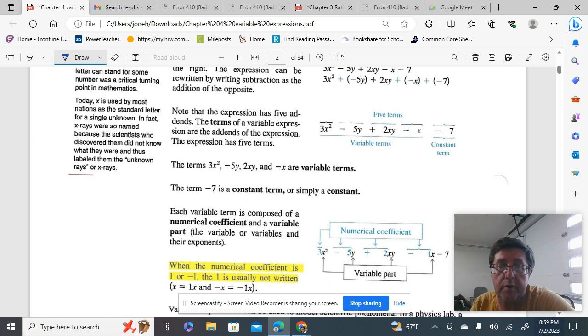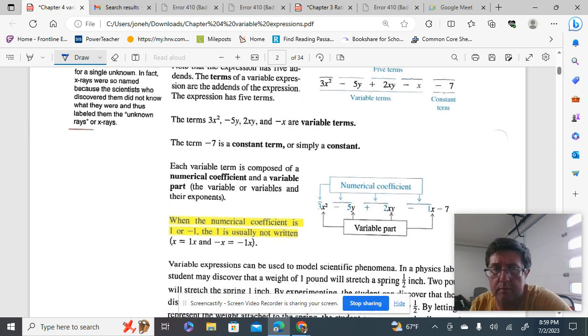Note that the expression has 5 addends. The terms of the variable expression are the addends of the expression. The expression has 5 terms. Okay, so it's got all those. I don't think that's going to help you out a lot right now. It's just discussing this. The big thing to remember is a variable is an unknown or variable number.